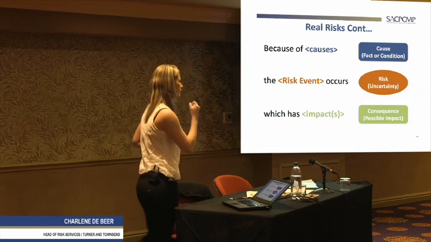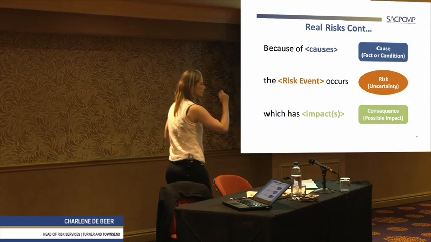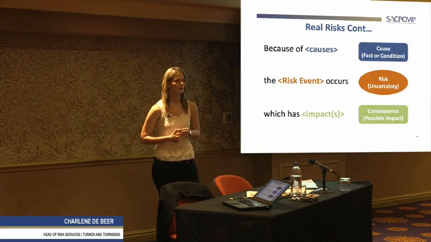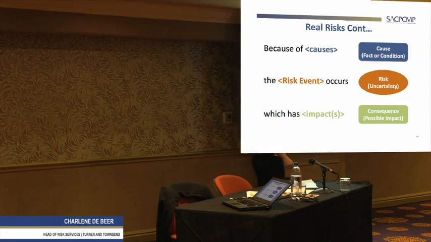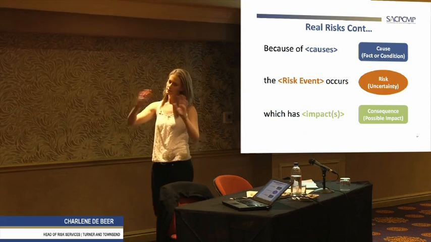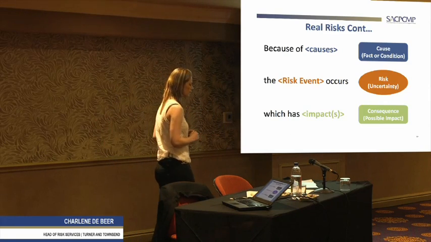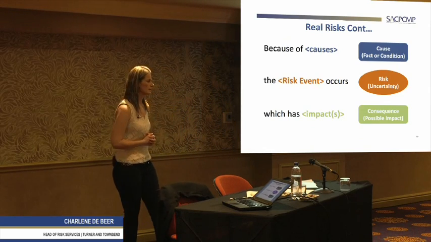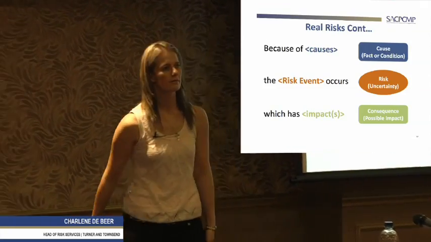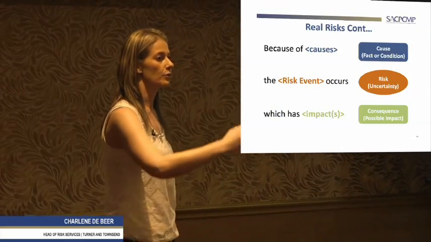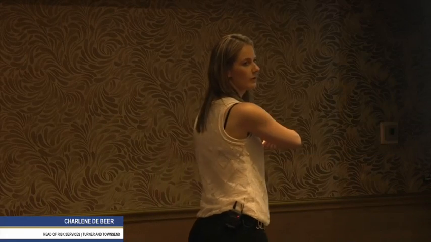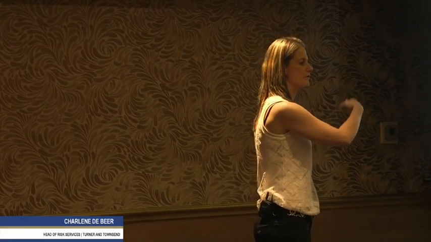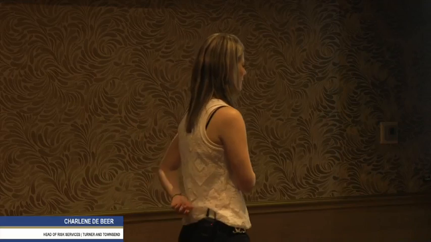So a cause is a fact or a condition. It's something you know. Because of inclement weather, we know it rains, we know the wind blows. It's a known. We know we face that in construction environments. We know that we might injure somebody or kill somebody on site or in a factory or production plant. Why do we know it? Because it's happened before. We've had injuries and fatalities before. It's a known. We know we face inclement weather on construction sites.